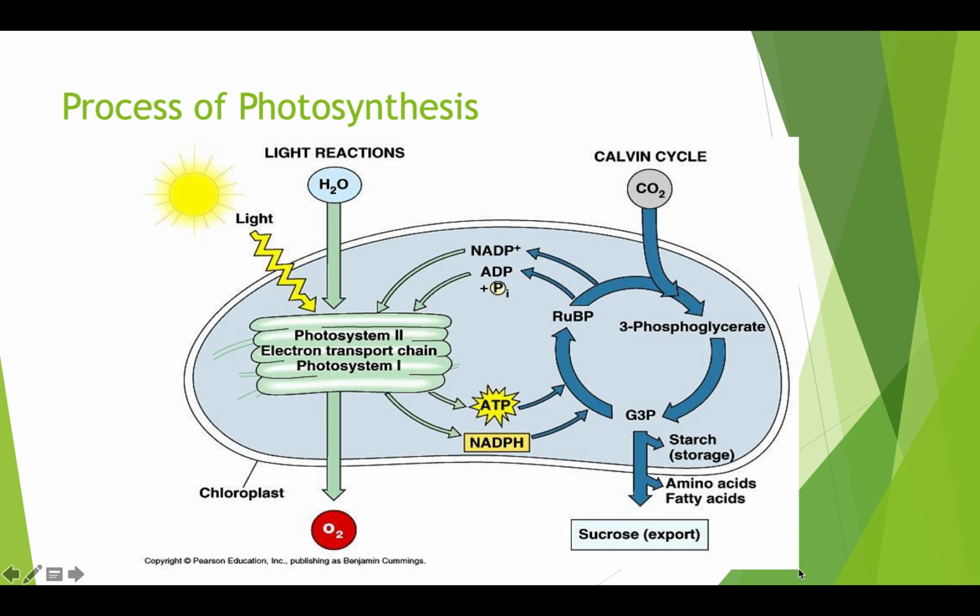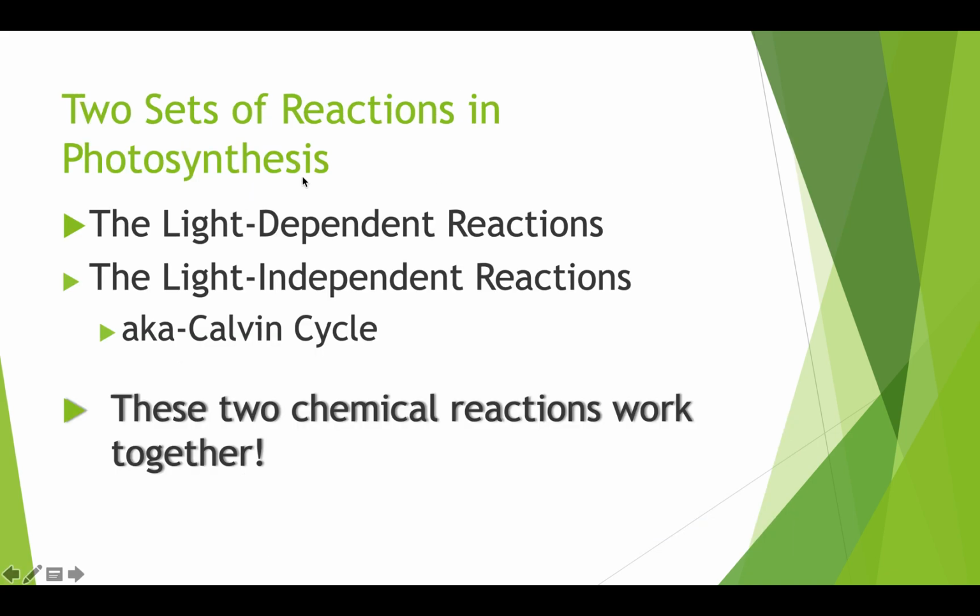This picture you have here in front of you is a diagram showing you the two different reactions within photosynthesis. You have your light-dependent reactions, and then your light-independent reaction, also known as the Calvin cycle. Light-dependent reaction, it depends on light. Light-independent reaction, it does not have to have light to be completed. These two chemical reactions work together.